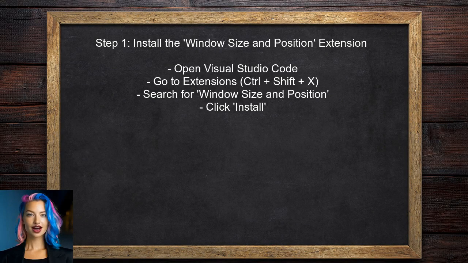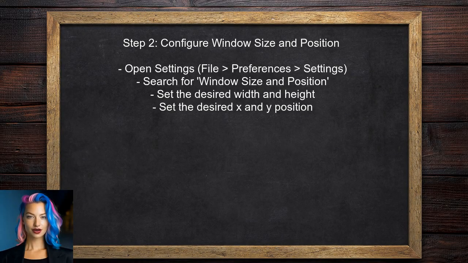To set the window size and position in Visual Studio Code, the user can utilize an extension called Window Size and Position. First, they need to install this extension from the Visual Studio Code Marketplace. After installing the extension, the user should configure the desired window size and position. This can be done by accessing the settings for the extension.